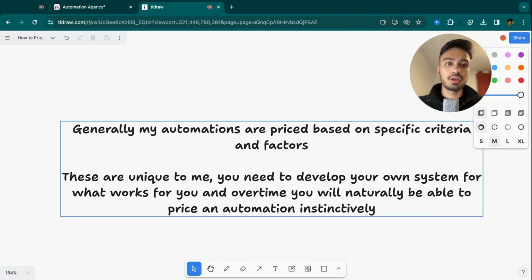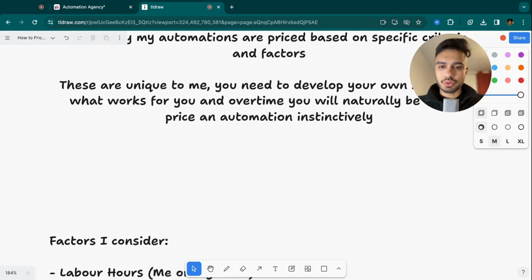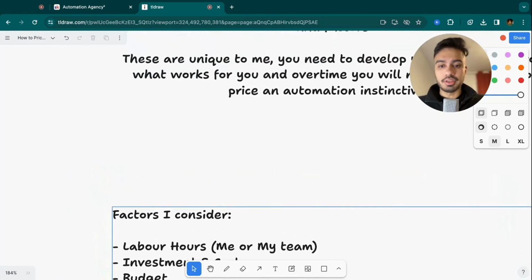So just instinctively after a conversation with your lead, they give you the requirements. You're going to be very quick at coming up with the prices, and eventually you're going to get to that point. But for now, just follow a simple system and work through that to come up with your proposals. So the factors that I consider are these.